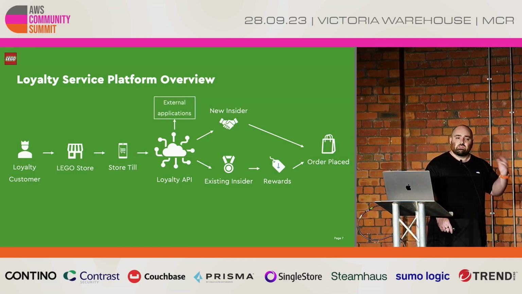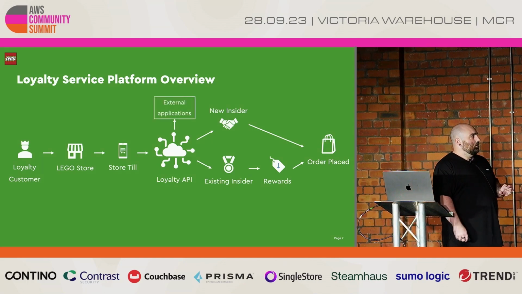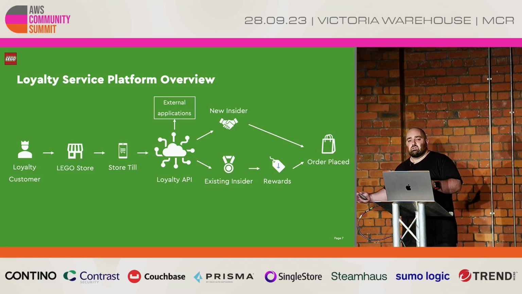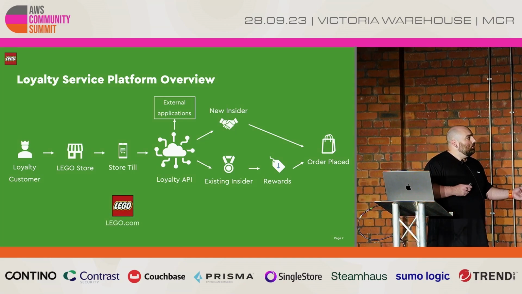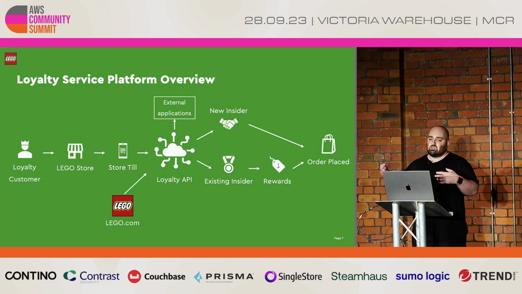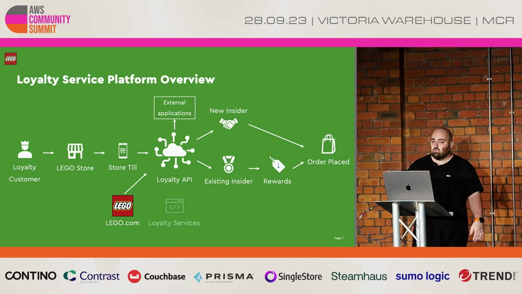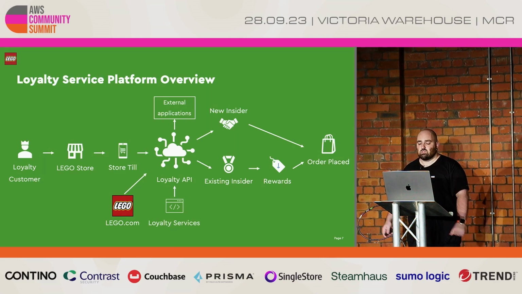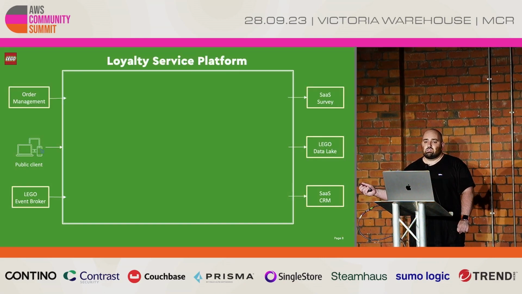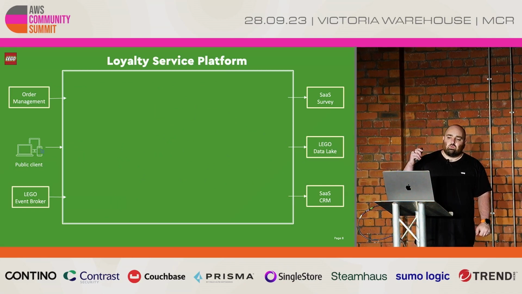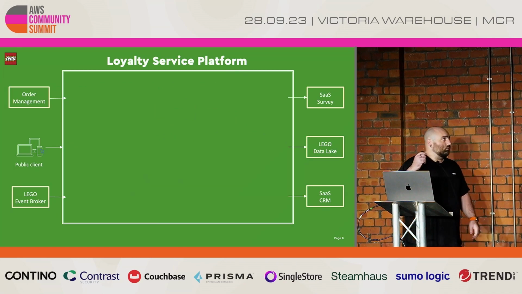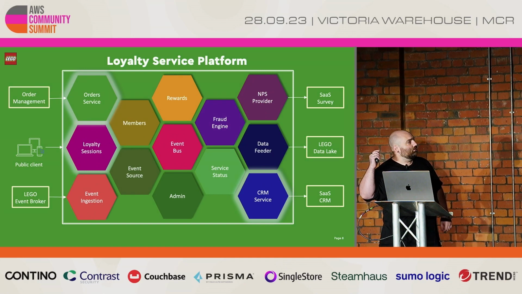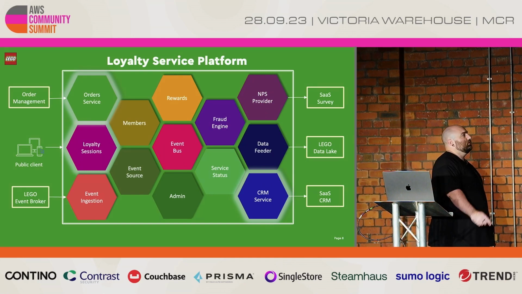We also have some external applications that we talk to, some third-party CRMs and things like that we have to reach out to. We've also got traffic and communications with Lego.com, and the other loyalty services will all talk and feed back into that loyalty API. So this is what we call the loyalty service bounded context, and these are the microservices that live within it.